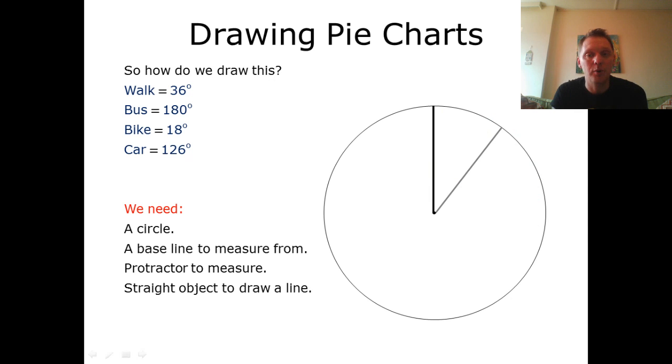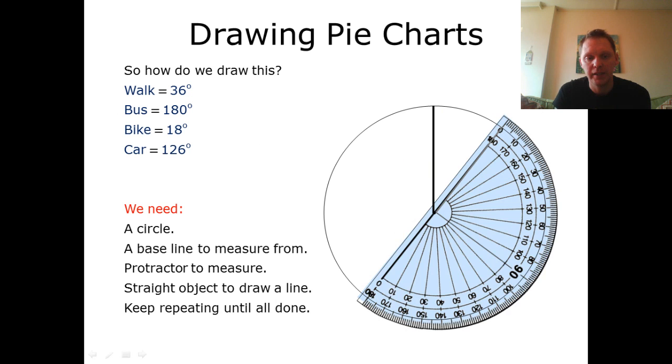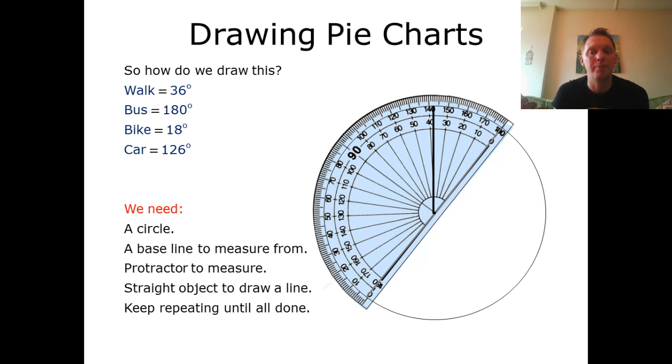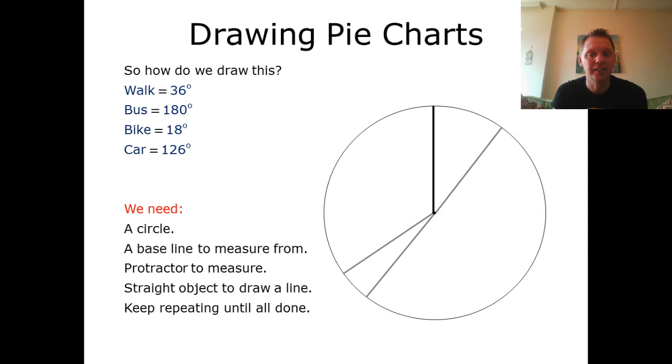Now this line is quite important because now we're going to draw the bus, our next category, from the line that we've just drawn. So 180, take that away, draw the line, and then we're just going to repeat until they're done. So next one is 18. Now I can measure the very last one just to check my accuracy, but I don't have to measure it to draw it because this last area here should be 126 degrees, which is my last category.